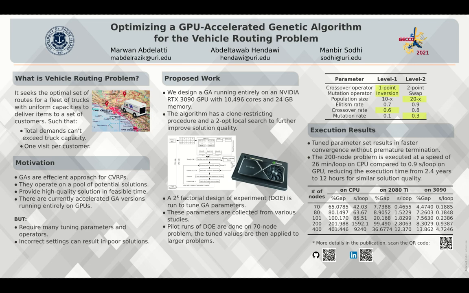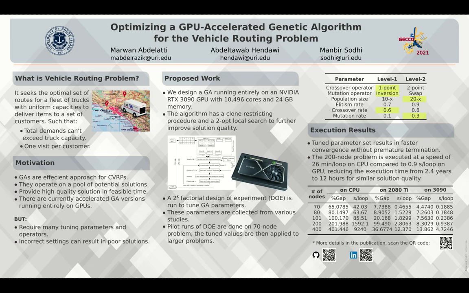I'm gonna present our work about tuning a GPU accelerated GA for the vehicle routing problem, or VRP. So, a VRP, or a capacitated VRP to be more specific, seeks the optimal set of routes for a fleet of trucks with uniform capacities to deliver items to a set of customers, such that total demands cannot exceed truck capacity and only one visit per customer.